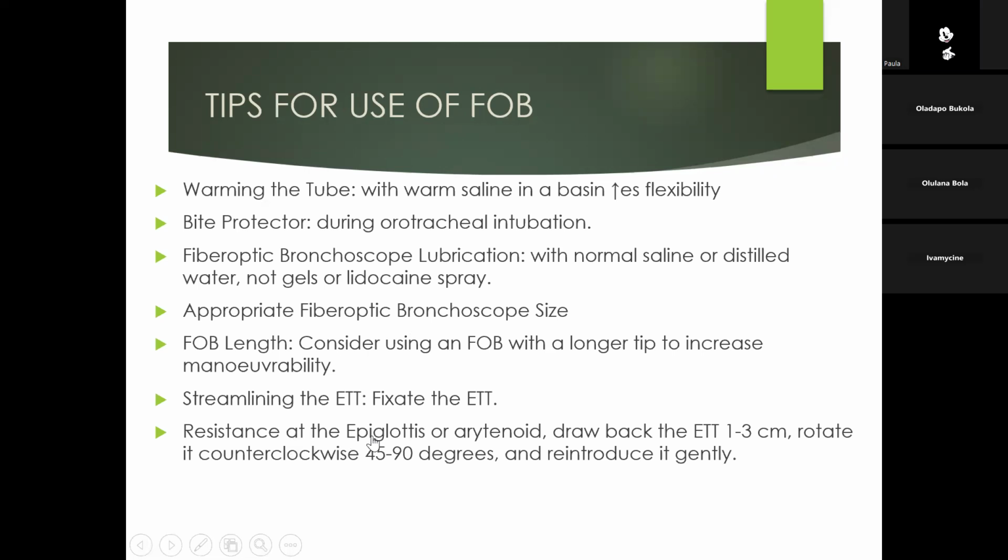So resistance at the epiglottis or arytenoid usually can occur. So you might need to draw back the endotracheal tube by 1 to 3 cm, rotate it counterclockwise, or what we call anti-clockwise, by 45 to 90 degrees, and then reintroduce it gently.